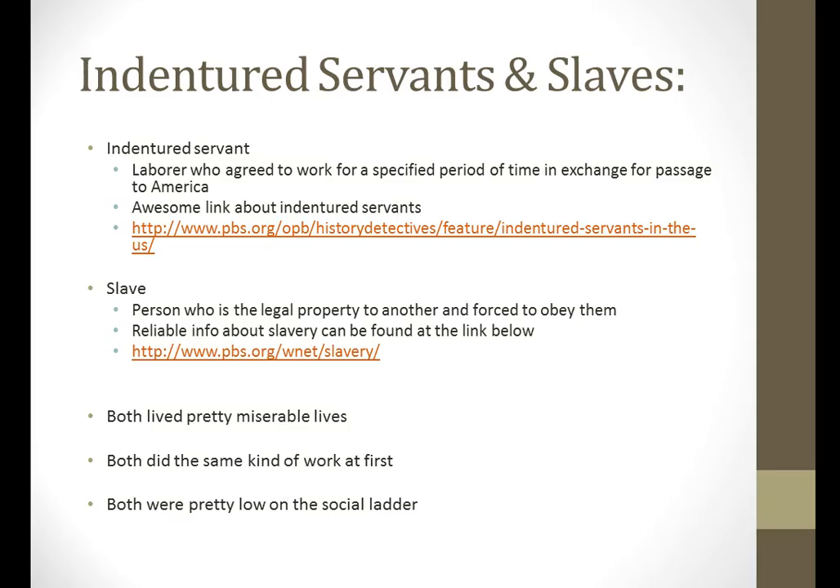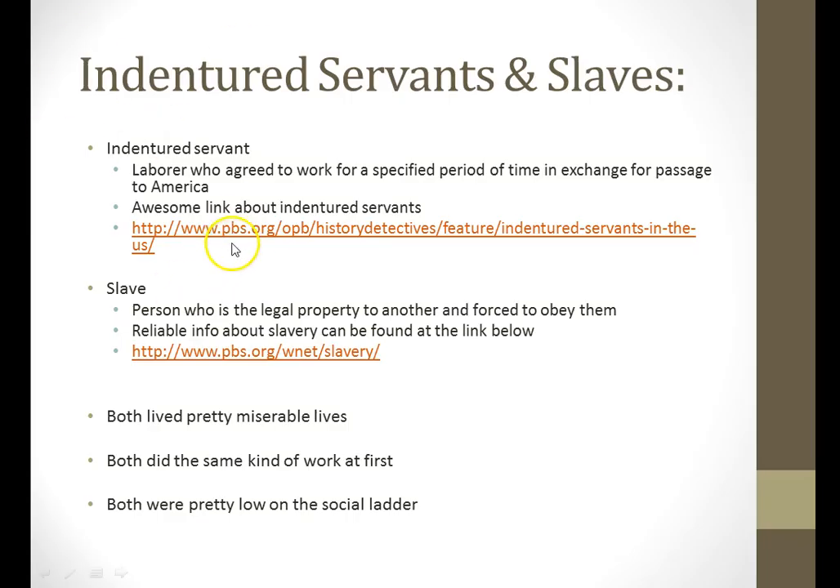All right, indentured servants and slaves. Let's talk about them. Now, there are differences, but there are also several similarities, okay? So what is an indentured servant? Let's start with that. It was a laborer who agreed to work for a specified period of time in exchange for passage to America. Usually, it was 5 to 7 years, okay? That was the usual time frame for indentured servants.